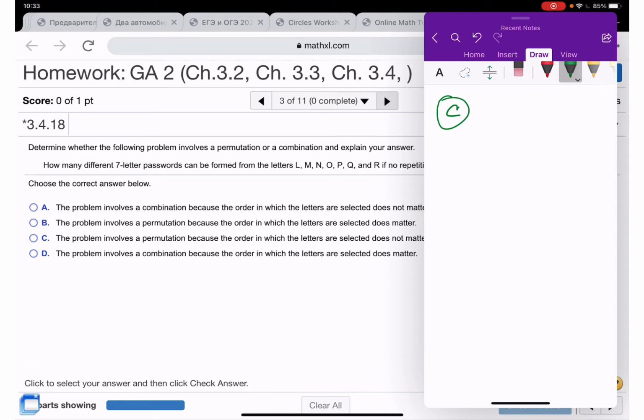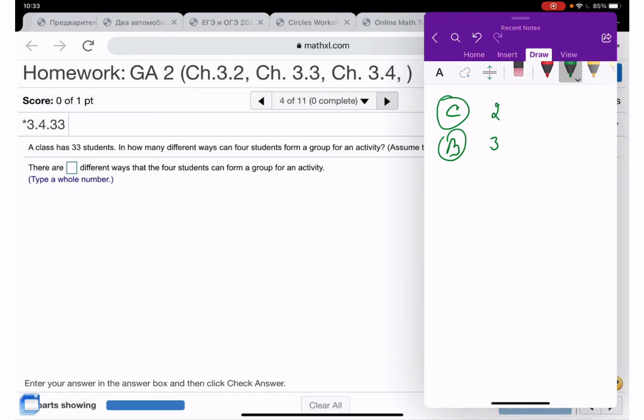Let me see, where is the answer? The problem involves permutation. This looks like B, because the order in which the letters are selected does matter. Yes, it's going to be B. This is number 3, right? This was number 2. Now, in your case, it's not necessarily going to be a precise answer. You might have a different either permutation or combination. So you just have to read it and listen to my explanation of why I choose the way I choose, and that will help you figure out your answer.